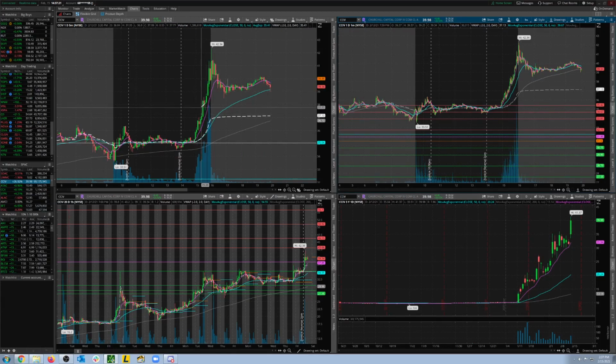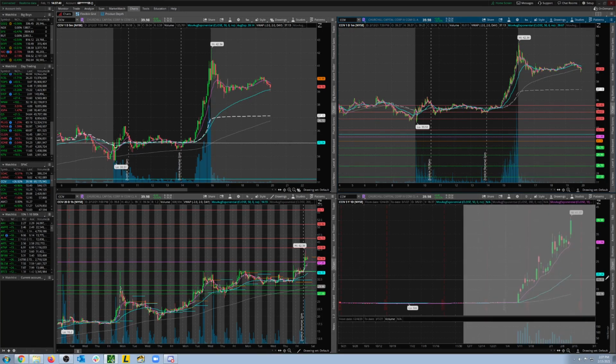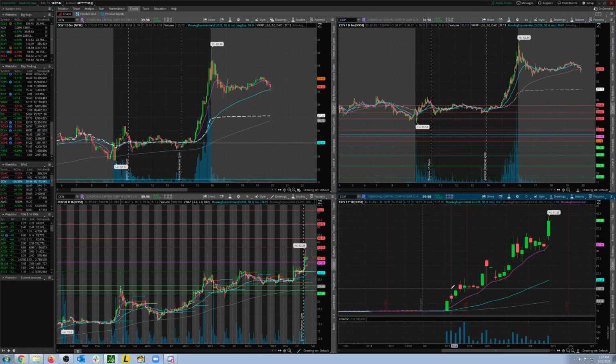Okay guys, so today we're going to go over what's called an ABCD long, or an ABCD pattern. The main purpose of this pattern is to safely enter a long position on either an intraday trade or just a swing trade, or you can even use it for overall investing in long-term positions.